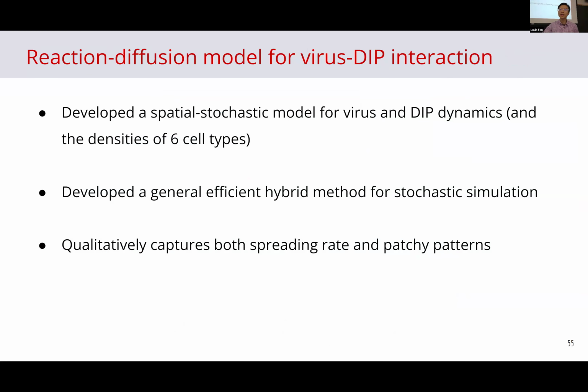So in summary, we developed a spatial stochastic model for virus and DIP dynamics, with six cell types, eight equations. And then we developed an efficient hybrid method to simulate this stochastic spatial dynamics. It qualitatively captured two macroscopic features, which are the spreading rates and the patchy patterns.